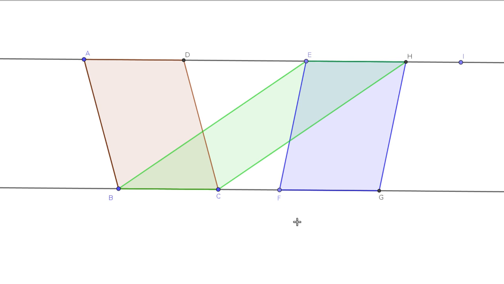The only drawback is that we don't know for sure and for certain as it is that BCHE is going to be a parallelogram. And so that's what we need to prove.